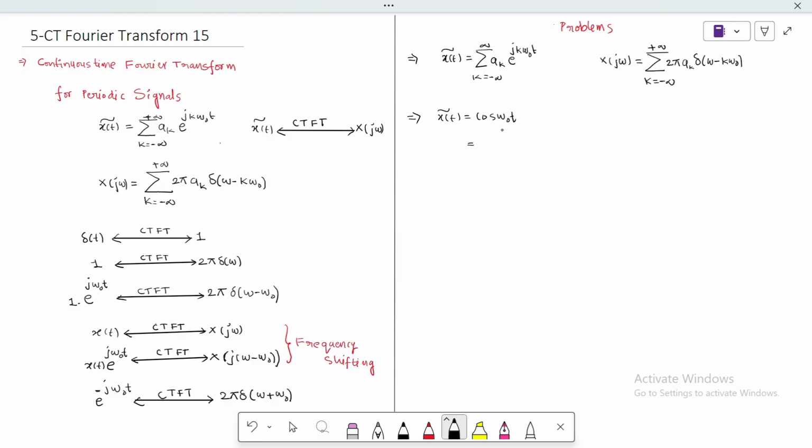In the first method, first of all, I am converting this to exponentials: cos theta equals e power j theta plus e power minus j theta by 2. So cos omega naught t equals e power j omega naught t plus e power minus j omega naught t, by 2. This is a periodic signal, so its Fourier transform is found as follows.